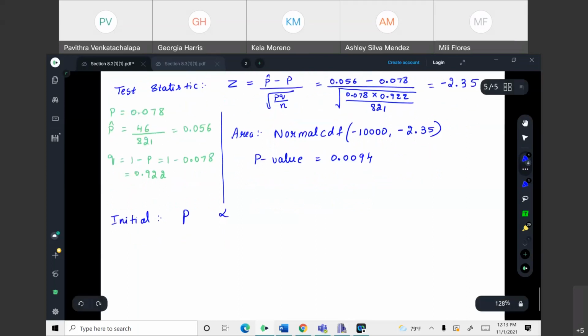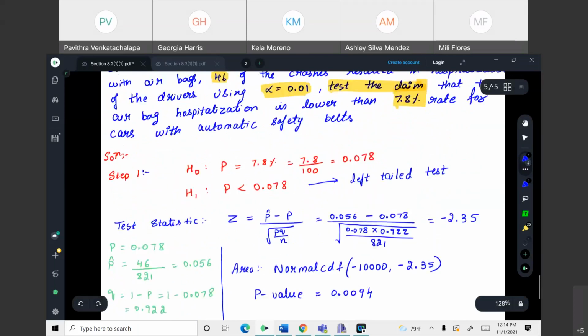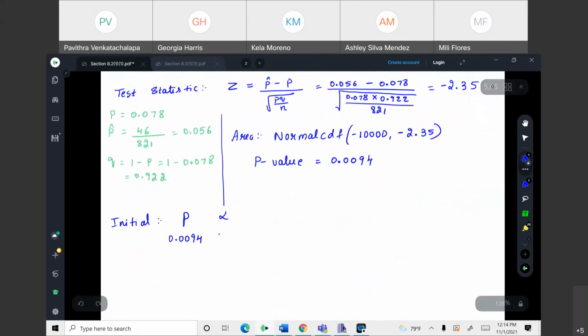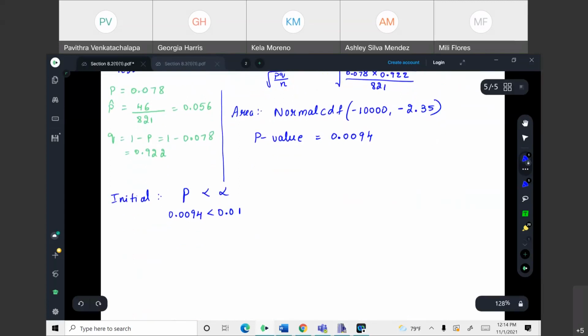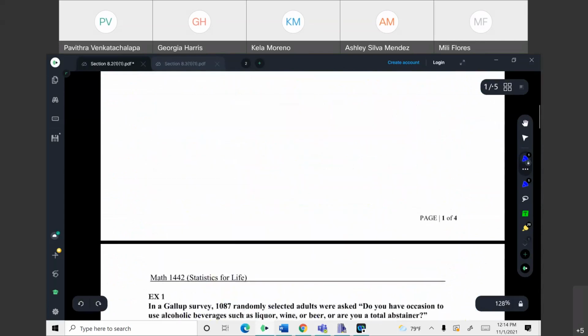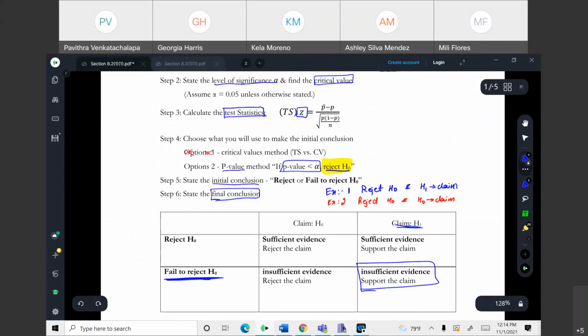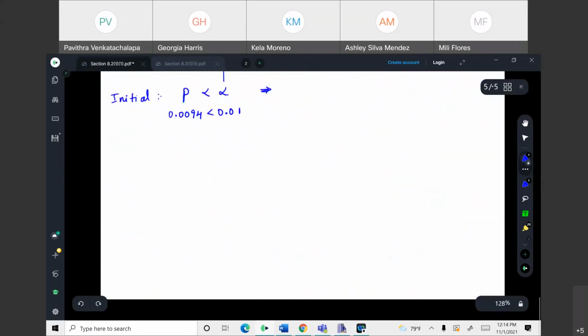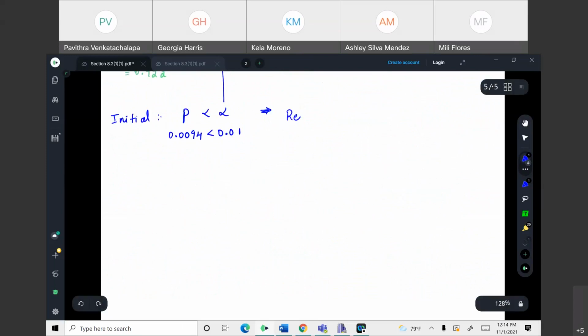Okay. So p-value is 0.0094, but significance level alpha is 0.01. Now it is clear that p is less than alpha. So now if p is less than alpha, what is the conclusion? Let's go back to the table here, to the first table in the first page. If p-value is less than alpha, you're going to reject H0. So we will write here as reject H0. That's the only thing you will write in the initial conclusion.